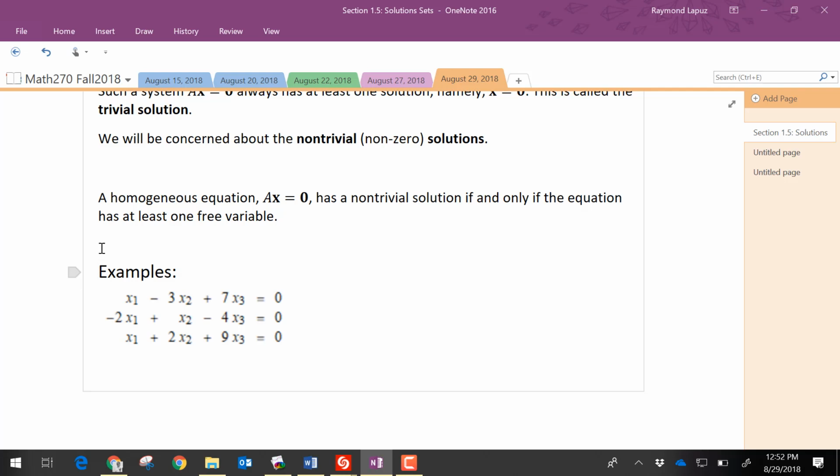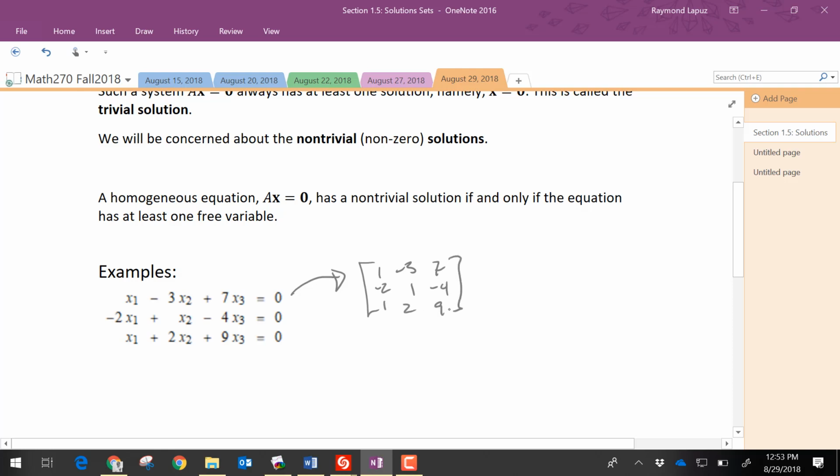Let's see. What we can do is write this into a matrix. 1, minus 3, 7, minus 2, 1, negative 4, and 1, 2, 9. And since this is a homogeneous system, the right-hand side is going to be 0. So we can work this out as if there was nothing on the right-hand side, because you would just put zeros there anyways. And any row operations that you would do would still keep the last column, the augmented part, equal to 0. So we don't even need to bring that up.